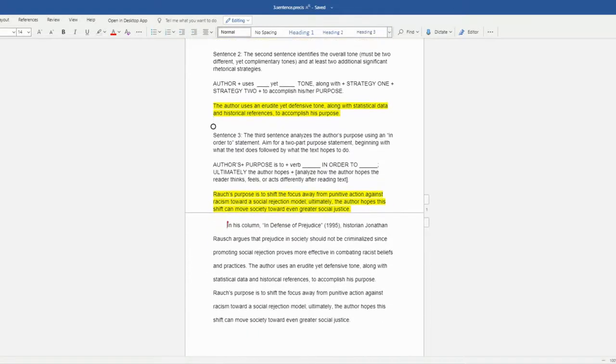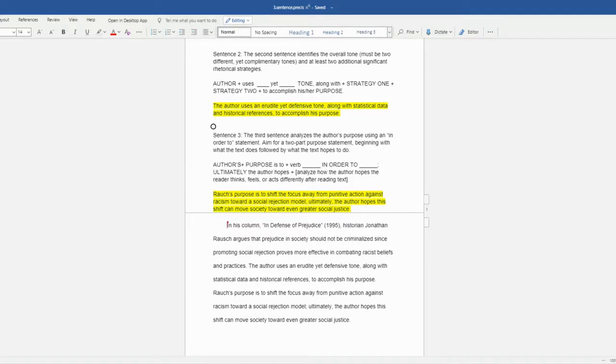Now the third sentence picks up with that and elaborates on the purpose. The third sentence analyzes the author's purpose using an in order to statement. You want to aim for a 2-part purpose statement, beginning with what the text does, followed by what the text hopes to do. Now 2 parts means 1 sentence. It's got 2 parts because we are going to use a semicolon.